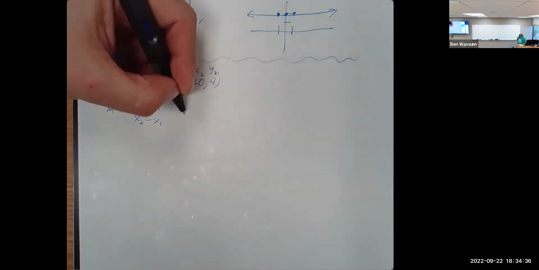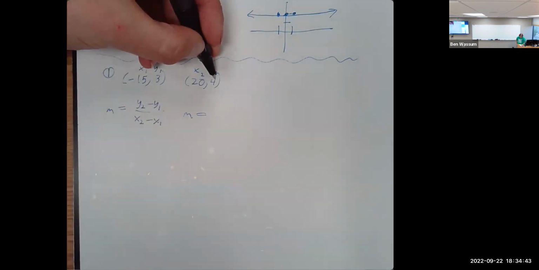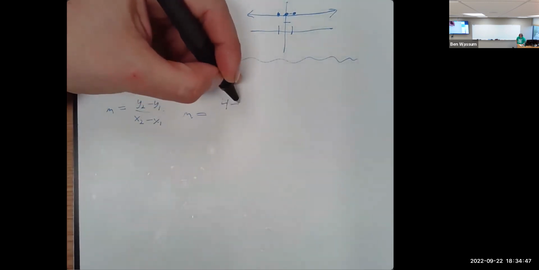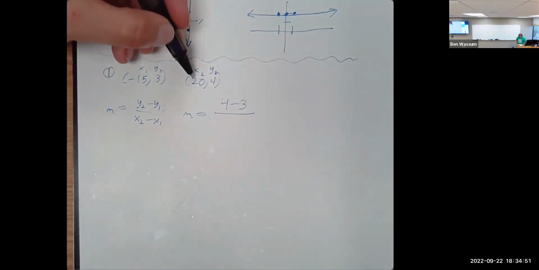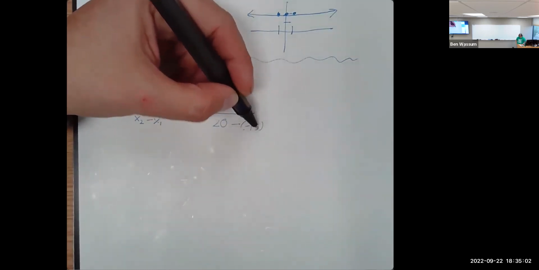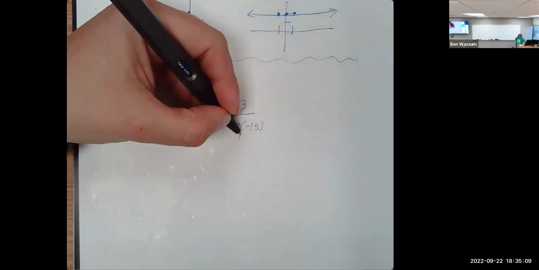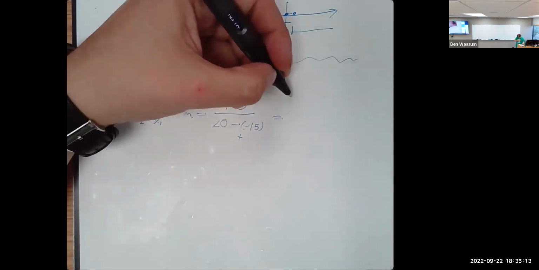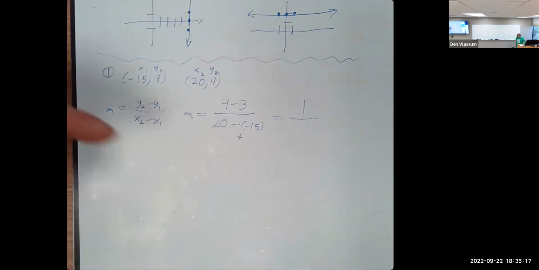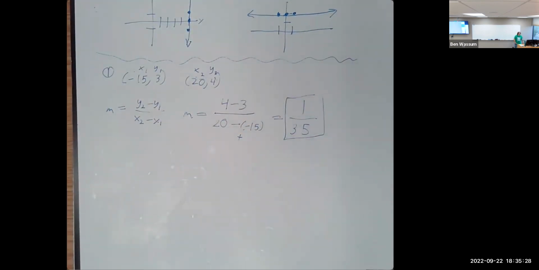Now, even if you didn't get that, we would still know that it ends up being the difference in the y's on top. So if I start from here, take this and subtract that, and then the difference in the x's on the bottom. Well, the one we started from was this point, so we have to start from the same point on the bottom. Subtract that guy. Okay. Not bad. Subtracting a negative turns into a plus. So we have 4 minus 3, 1, over 20 plus 15, 35. Not the prettiest slope in the world, but that's our slope. That's all you've got to do. Find the difference in the y's, put it over the difference in the x's.